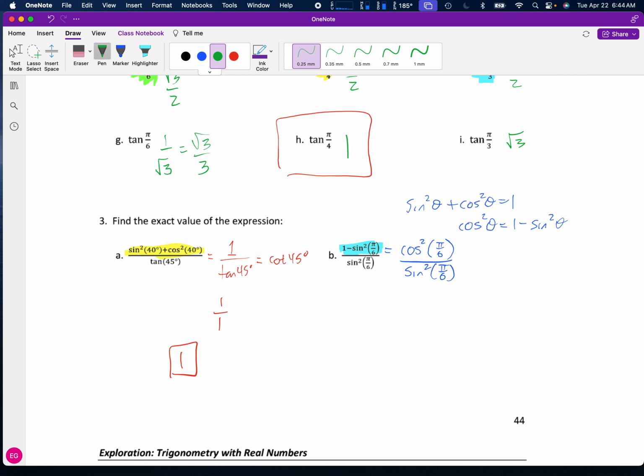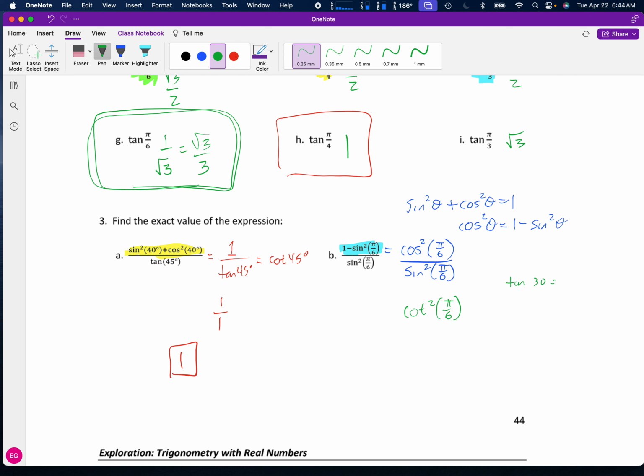From here, what I might do is say, hey, cosine over sine, I know that that's actually cotangent. So let me just rewrite this as cotangent squared of pi over 6. And then I need to figure out what this is. So, little notes to myself: cotangent is really tan, and pi over 6 is really 30. So in my brain, I'm going to figure out what tangent of 30 degrees is, which I've already figured out. It's way over here, is this guy, okay?